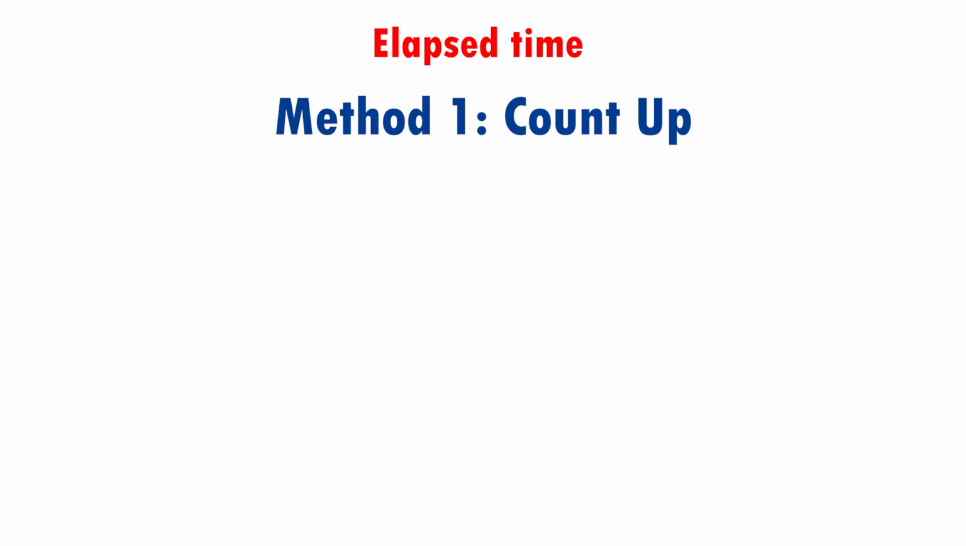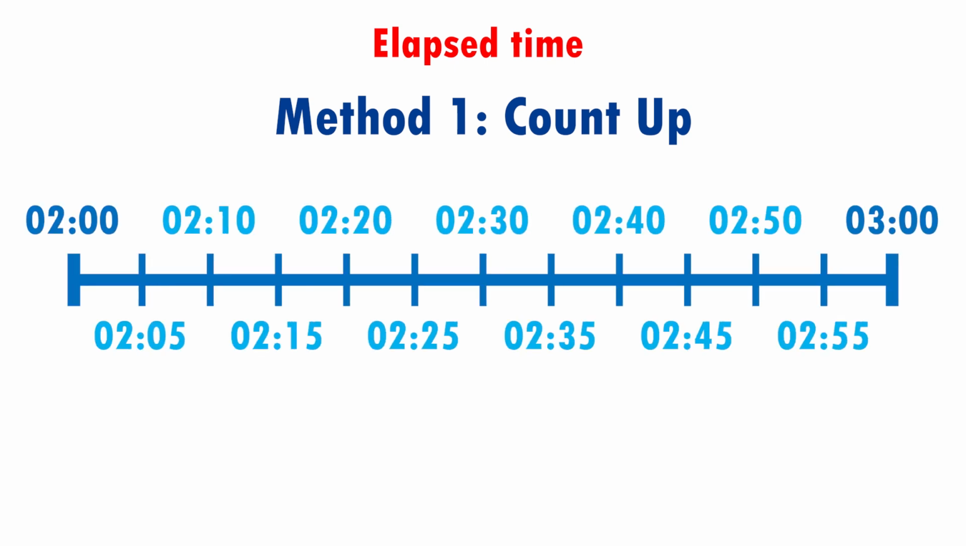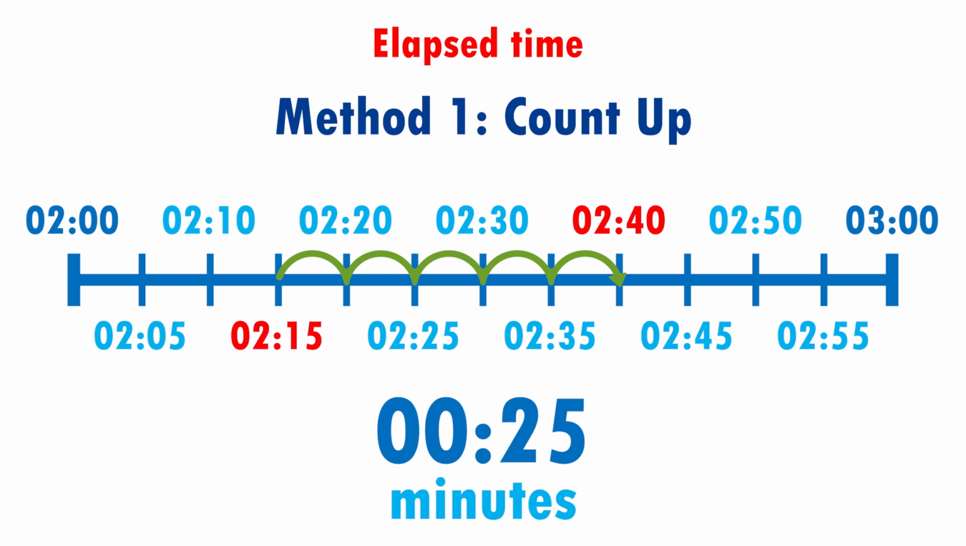Method 1. Count from the start time to the end time. You can draw a simple timeline or move around the clock in 5-minute steps and use 1-minute hops only if you need them. For a same hour example, go from 2:15 to 2:40. Count by 5s, 2:20, 2:25, 2:30, 2:35, and 2:40. That is 5 jumps of 5 minutes for a total of 25 minutes.